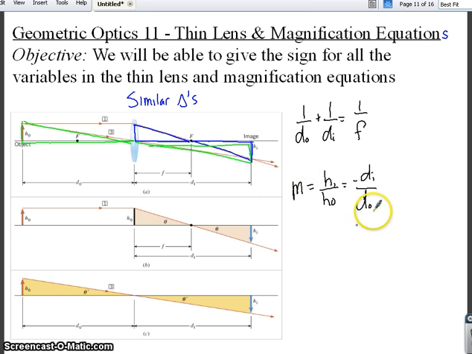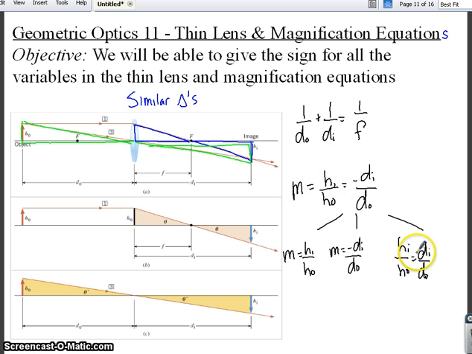I just want to point out again that the magnification equation can be broken down into different pieces. It can be M equals HI over HO. It could be M equals negative DI over DO. Or it could be HI over HO equals negative DI over DO. So this is equal to these right here. Let's define these terms.